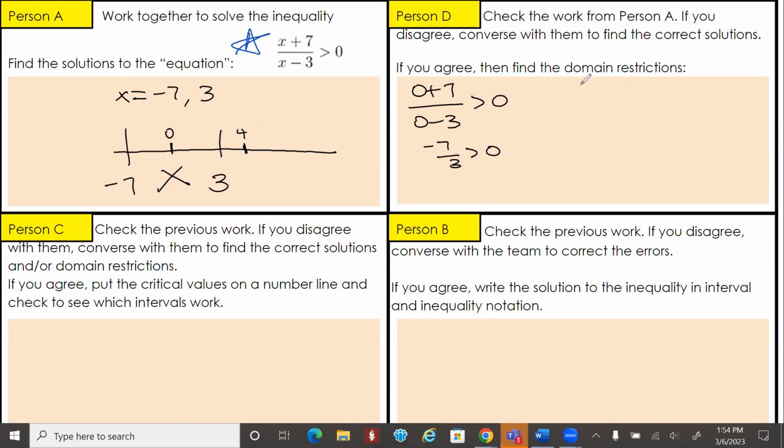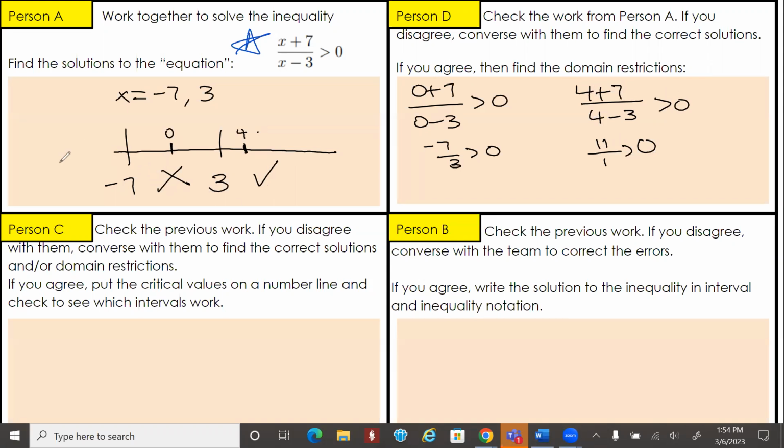All right, so we're gonna plug 4 into this inequality. So 4 plus 7 divided by 4 minus 3. That's gonna give you 4 plus 7 is 11, 4 minus 3 is 1. Is 11 greater than 0? Okay, so it does work for this side.